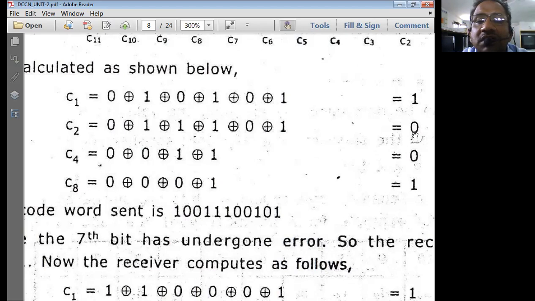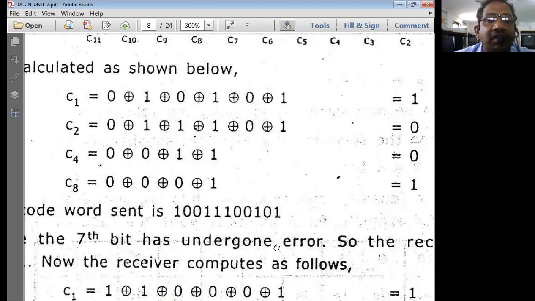Here I got 0. Let us see how I got 0 here. 0 XOR with 1 is 1, 1 XOR with 1 is 0, 0 XOR with 1 is 1, 1 XOR with 0 is 1, 1 XOR with 1 is 0. Similarly, for C4 and C8, we will get the values 0 and 1.